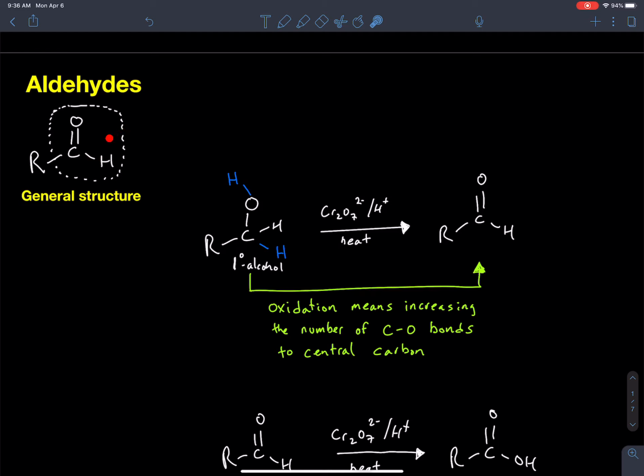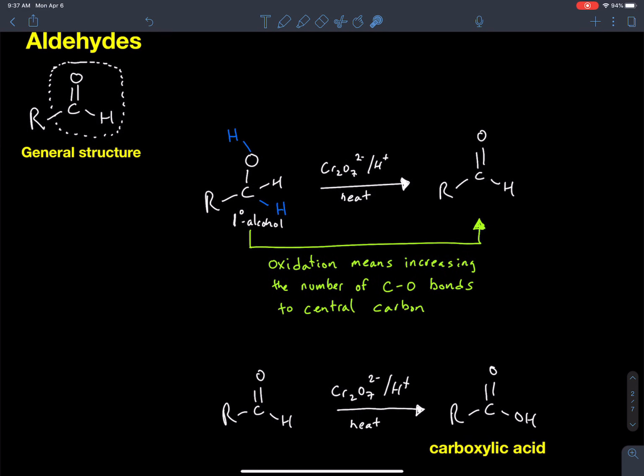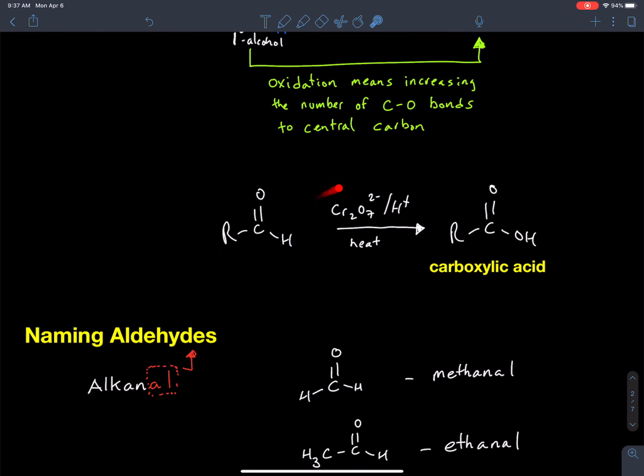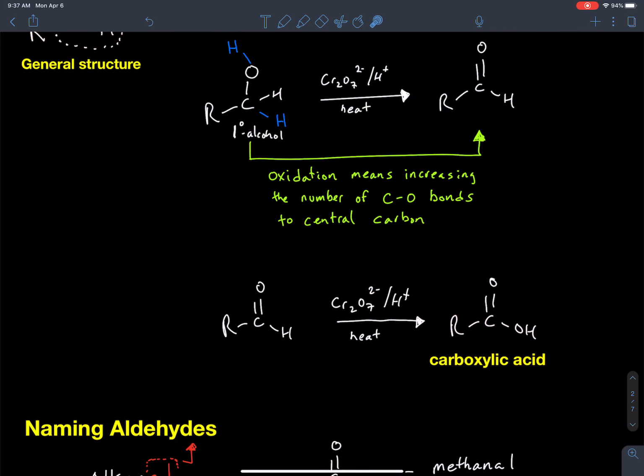That's the aldehyde functionality. To review the reaction, if I have a primary alcohol and I treat it with dichromate and heat, it's going to remove essentially these two hydrogen atoms to make the aldehyde. Again, just to repeat, oxidation means increasing the number of carbon-oxygen bonds. I went from a single one to two carbon-oxygen bonds. But it doesn't stop there. If I still have that dichromate and heat around, it'll take that aldehyde and convert it all the way to the carboxylic acid, so I have to be careful.